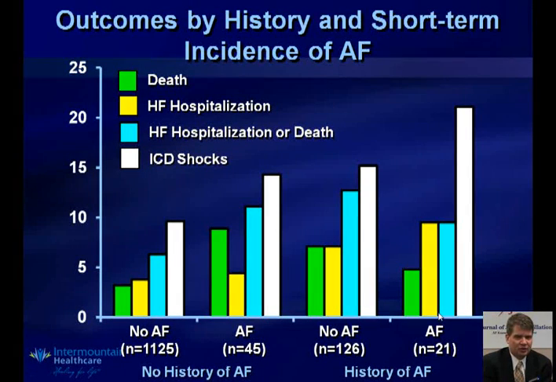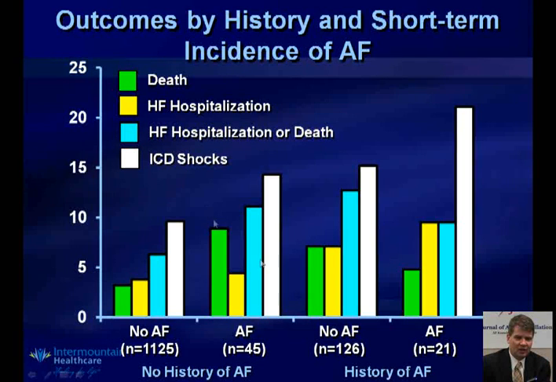This slide shows the outcomes by history and short-term incidence of atrial fibrillation. On the bottom, on the left, we see those with no history of atrial fibrillation, and on the right, those with a history of atrial fibrillation. And as you can see, all outcomes were worsened with atrial fibrillation developing in those that had no history. And you could see that those that had atrial fibrillation and it became worse during the study period had worse outcomes compared to those that didn't.